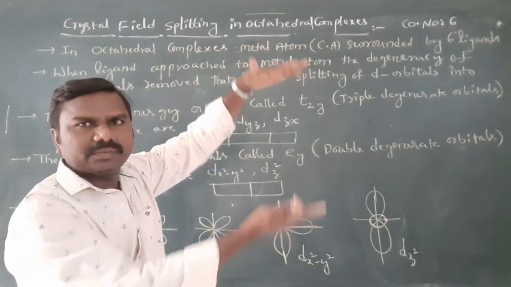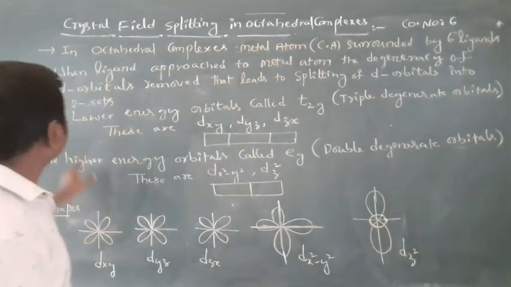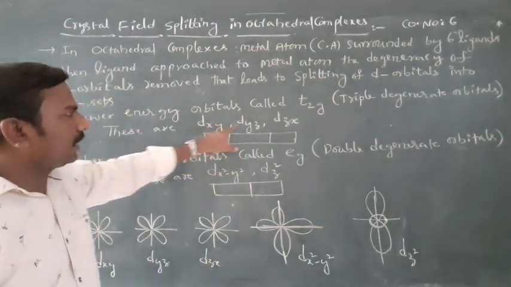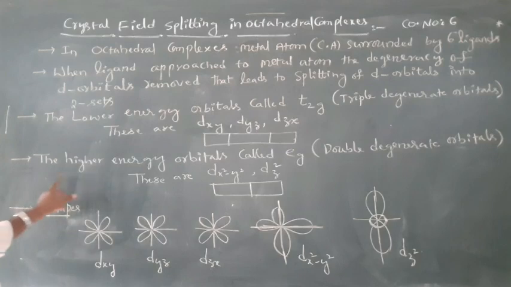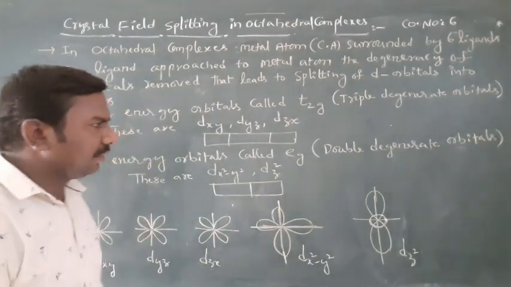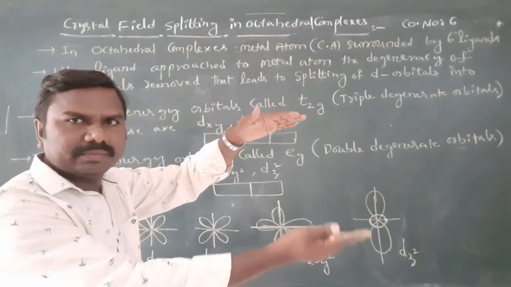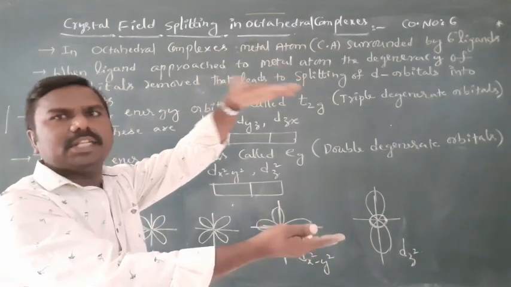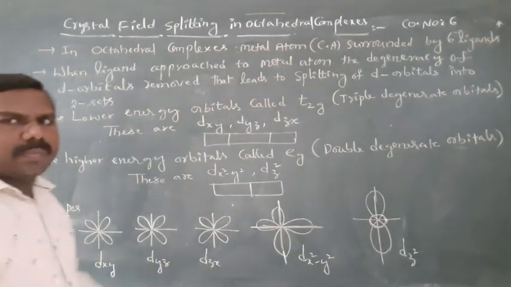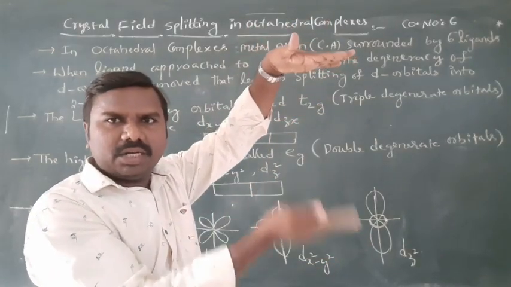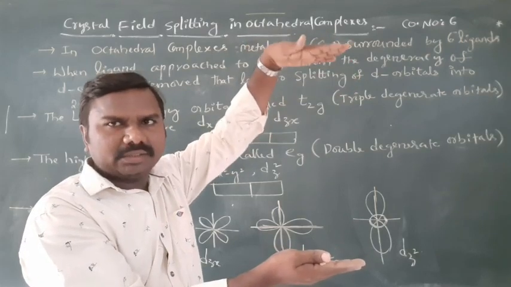T2g, Eg. Lower, higher. So the lower energy orbitals are called T2g, named as triple degenerate dxy, dyz, dzx. The higher energy orbitals are called Eg orbitals. These are dx square minus y square and dz square. Lower energy T2g, higher energy Eg. So triple degenerate, double degenerate. And to explain why T2g is lower, why Eg is higher. Reason.